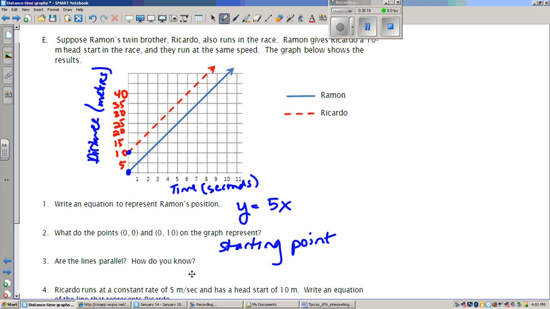Are the lines parallel? Yep, they're parallel. How do we know? Well, we could look at our slopes. If the slopes are the same, then we know we have parallel lines. That means they're traveling at the same speed. It's just that one started before the other. So are the lines parallel? Yes. You write your own explanation there.